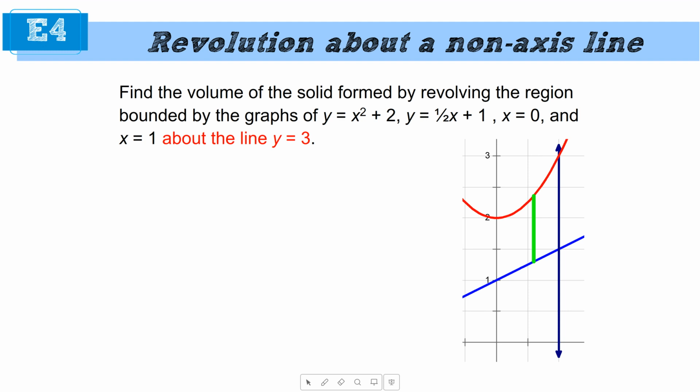We have 3 functions here. Well, we have a whole bunch of things, actually. We have x squared plus 2, which is that red upward-facing parabola up at 2. We have a line 1/2 x plus 1. That's the royal blue guy. And then we have the 2 lines that define a region, and that is 0 to 1. This is 0, obviously, and this is 1. So we're going to take that monster and revolve it around the line y equals 3, not around the x-axis. Okay, so we're going to take it around this line.